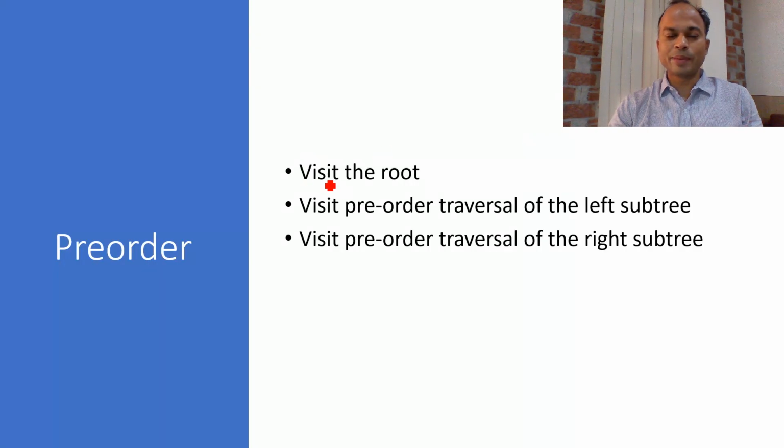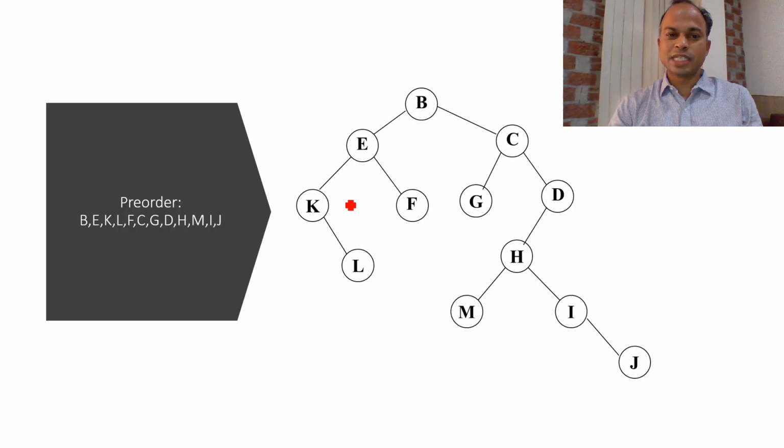If we talk about the pre-order sequence, then initially visit the root, then visit the left subtree, then visit the right subtree. Further, same example is given, and B is here our root. We have to visit the root first. We are visiting the root. This is your left subtree. Further, E is the root of the left subtree. We are visiting the root first.